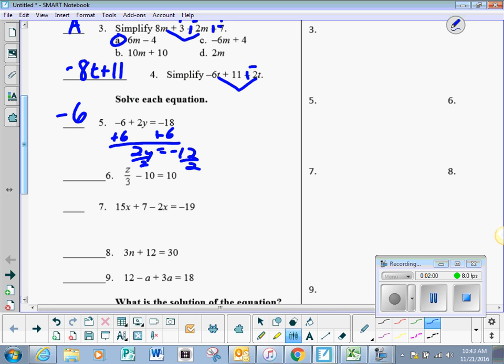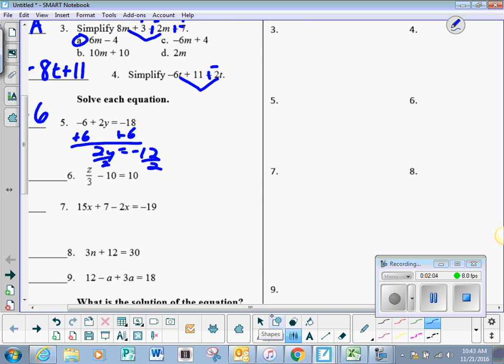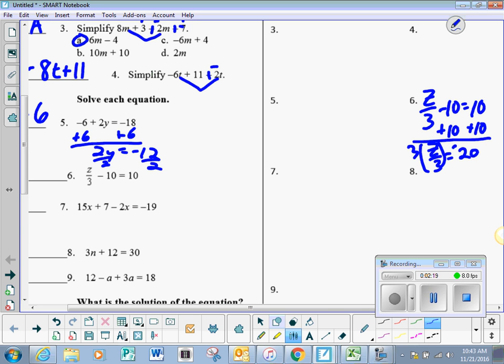I do want you to use the workspace to prove your answers, to show your work tomorrow. So on this one, what would I do first? I'd add 10 to both sides to get my variable alone. So z over 3 equals 20, and then I'd multiply both sides by 3 and get z equals 60.